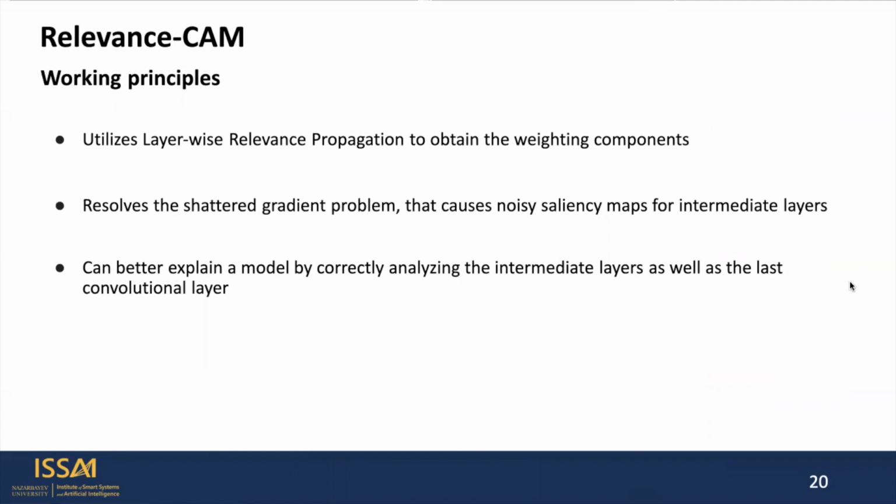This is the working principle, and in comparison with previous counterparts, it resolves the shattered gradient problem, which was causing noisy saliency maps for intermediate layers. Also, it analyzes not only the last convolutional layer, as occurs in most of the previous methods, but it also takes into account intermediate layers as well.